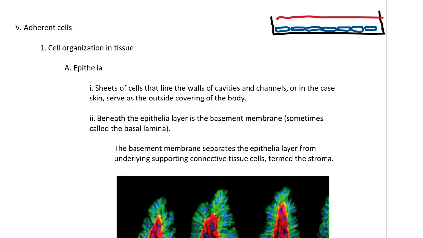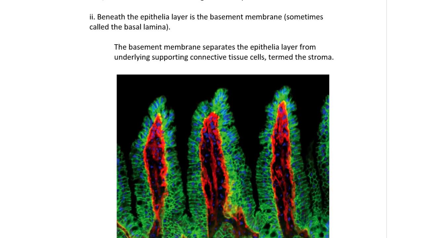Now, adherent cells come from epithelial tissue. They're epithelial cells. So we're going to talk a little bit about the structure of epithelia. Epithelia is a sheet of cells that line the walls of cavities and channels, or in the case of skin, serve as the outside covering of the body. Beneath the epithelial layer is the basement membrane, sometimes called the basal lamina. The basement membrane separates the epithelial layer from the underlying supporting connective tissue cells termed the stroma.